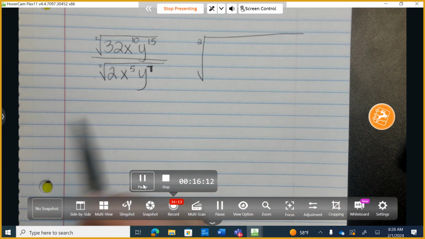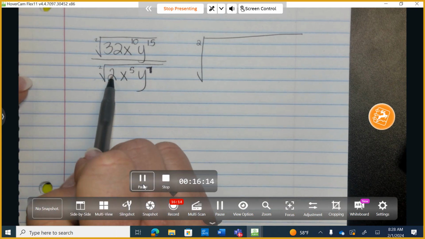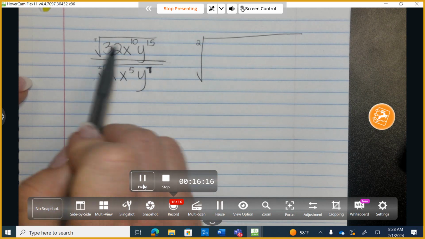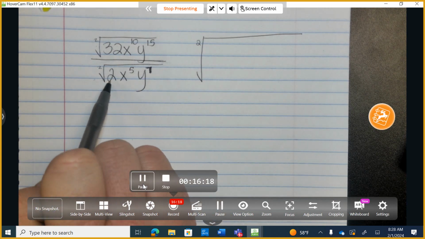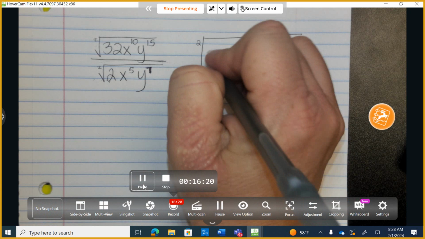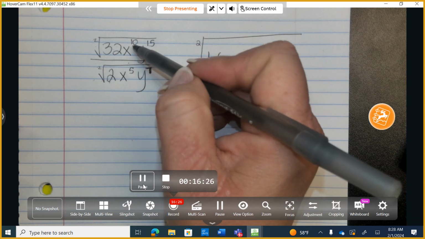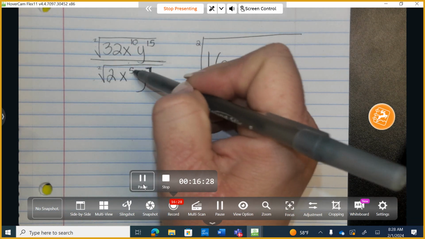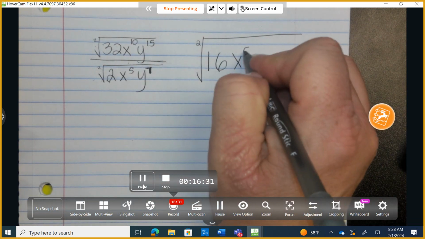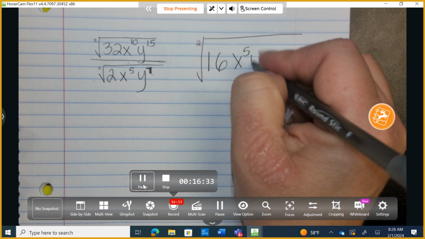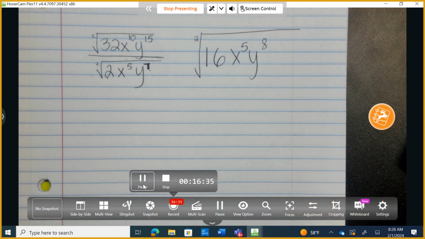Let's see what kind of mental math I can do. 32 divided by 2, because I'm dividing here, right? So with the large numbers, the coefficients, we divide. What is 32 divided by 2? 16. Now, what do we do with these exponents? When we are dividing, we subtract, top minus bottom. So 10 minus 5 is 5. 15 minus 7 is 8. Now this should look like a problem that you've done earlier today.